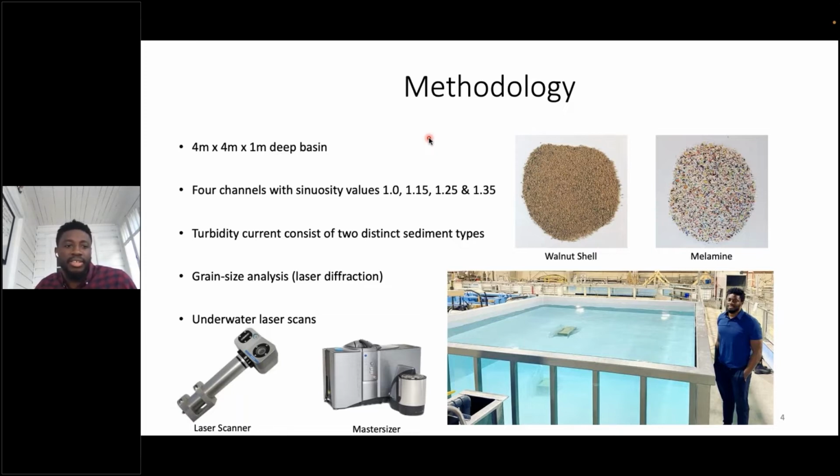Our turbidity current consisted of 2 distinct sediment types. We used ground walnut shell and melamine. Melamine is a plastic sediment. After each experimental run, we took samples and used them to do a laser diffraction grain size analysis using a Mastersizer. Before and after each experimental run, we profiled the channel that we had built to see the change in terms of deposition and also be able to do some calculations regarding sediment deposition.